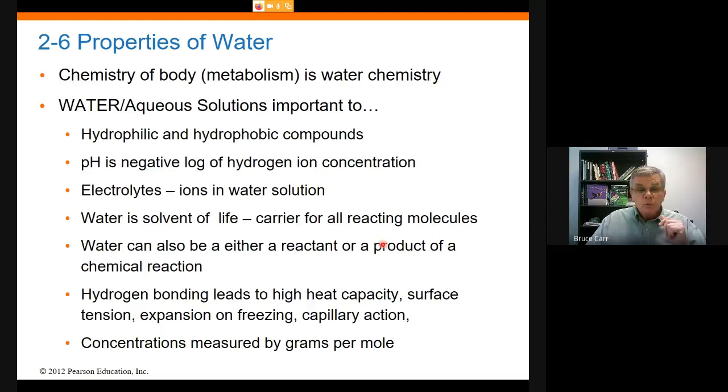of our body. But also water can be either a reactant or a product. It can actually be consumed in a reaction, or it can be generated by the chemical reaction as a product. It leads to a number of properties of water. Liquid water carries a lot of heat, so it remains liquid over a wide range of temperatures.